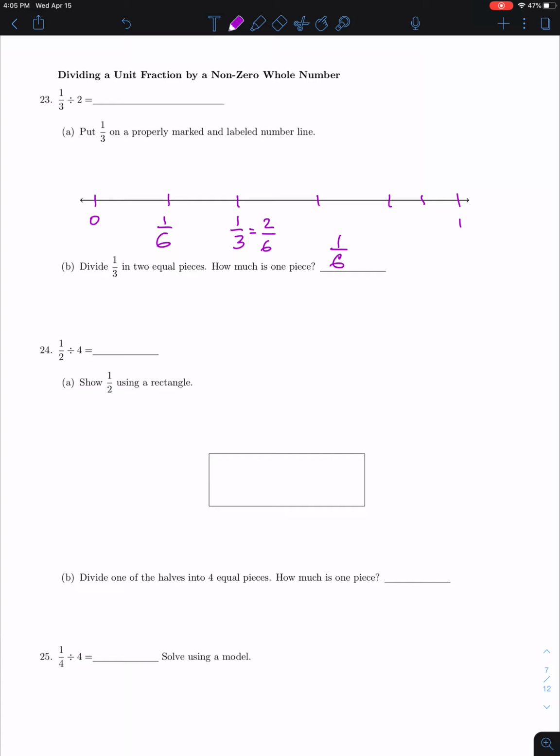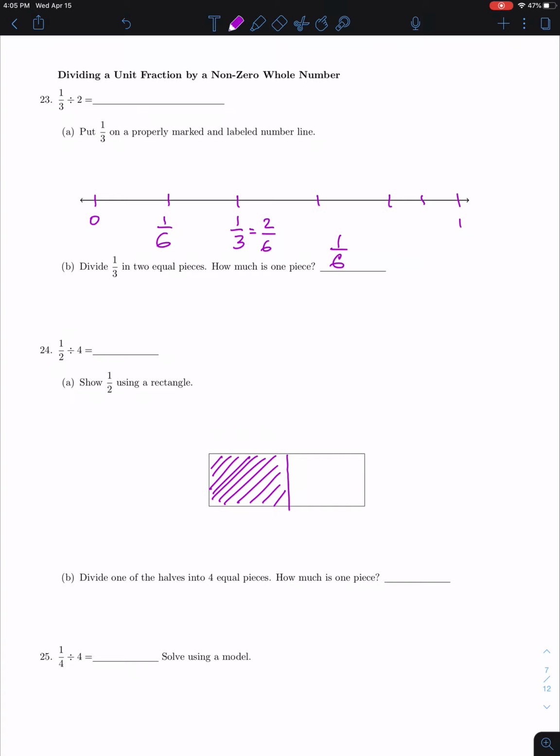So again, what we want to do first is show what 1/2 would look like using a rectangle. In this case, we want to divide our rectangle into two pieces, so we're going to need one line. So half of that would just be shading one side.